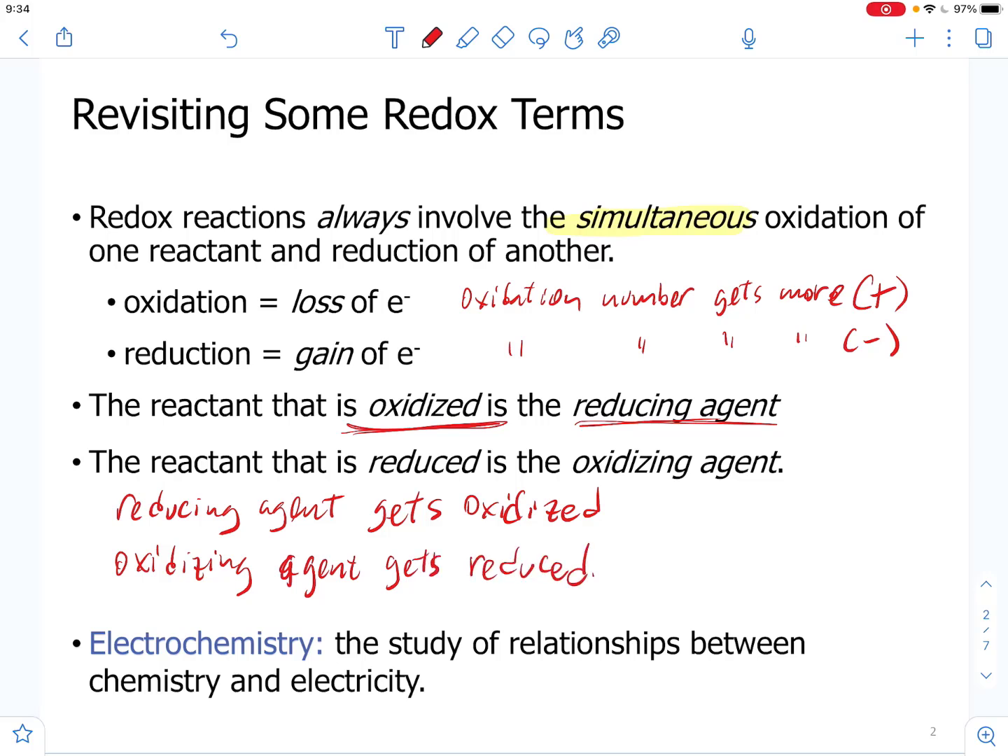Okay, and all of this is important to remember because now we are going to study electrochemistry, and electrochemistry is basically the study of the relationship between chemistry and electricity. In other words, electrochemistry allows you to figure out how to harness the power of a chemical reaction for electricity production. So that's what we are aiming for here in this chapter.